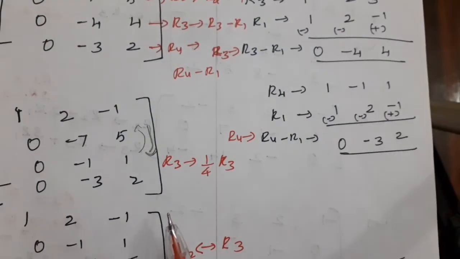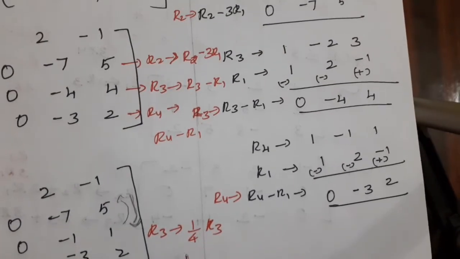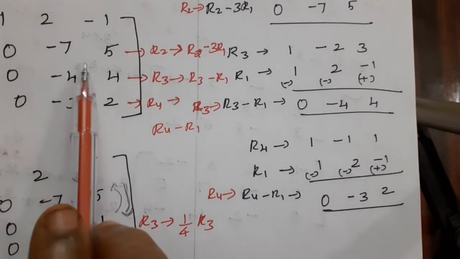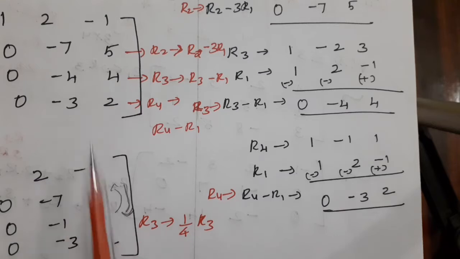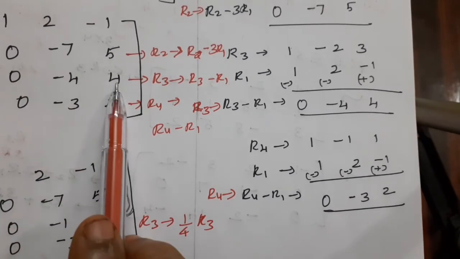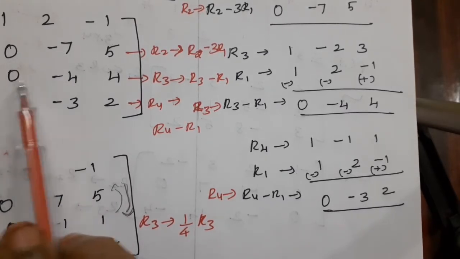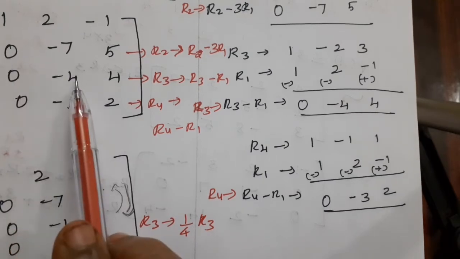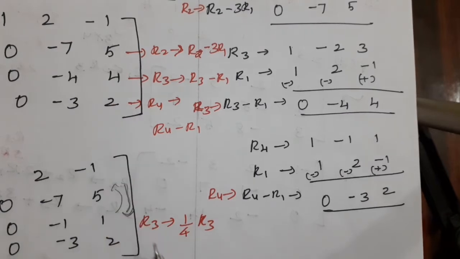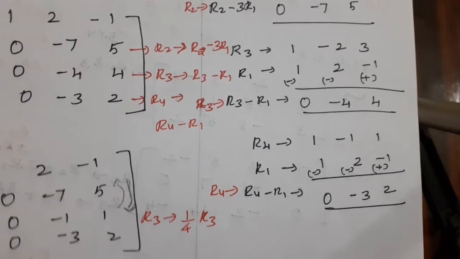See the calculation. R3 gives 1 by 4 R3, so R3 is divided by 4. See 0 minus 7, 5. Here minus 4, minus 4. This is R3, and R3 is divided by 4. If R3 is divided by 4, what happens? 0, minus 1, plus 1. Because having 4, minus 4 divided by 4 we get minus 1, and 4 divided by 4 is 1. R4 is 0 minus 3, 2, written as itself. This is a very big sum.